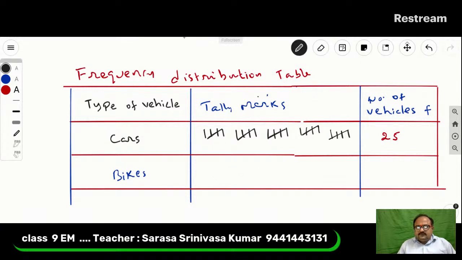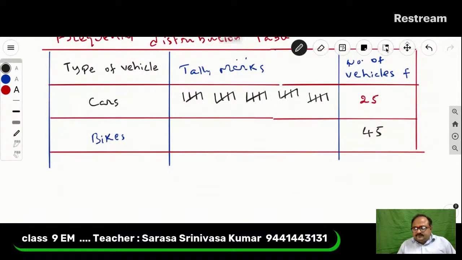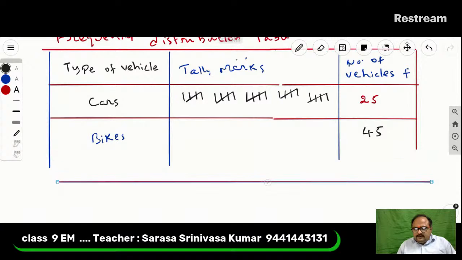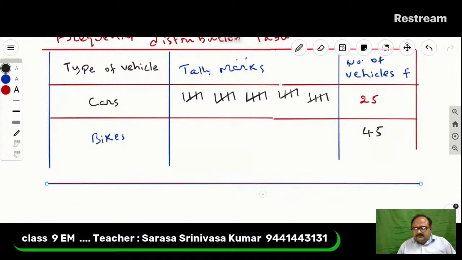Now the number of cars is 25. Now we should note down the frequency for bikes. What is the frequency for bikes? It is 45. Now how to write this? We can write 5 multiplied by 9. So we should write 9 groups. 45 can be written as 5 multiplied by 9. So let us write the tally marks here.